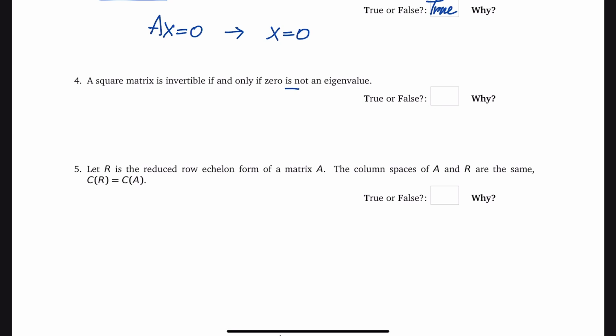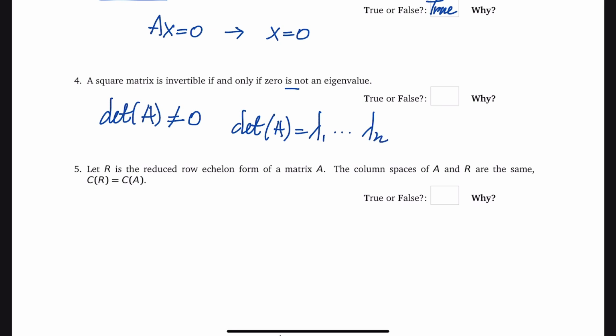A square matrix is invertible if and only if 0 is not an eigenvalue. We know that the matrix A is invertible if and only if the determinant of A is not equal to 0, and we know that the determinant of the matrix is equal to the multiplication of all of the eigenvalues. If none of them is equal to 0, then obviously the multiplication is not equal to 0, and consequently, the matrix A is invertible. So essentially, that's going to be a true statement as well.